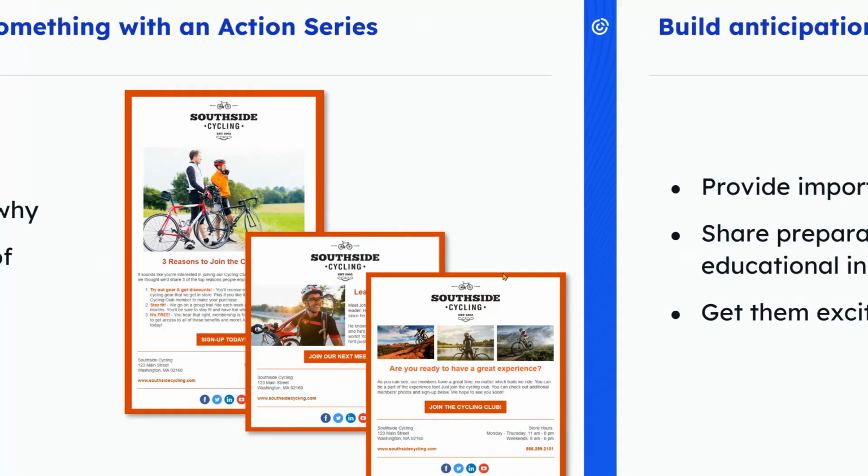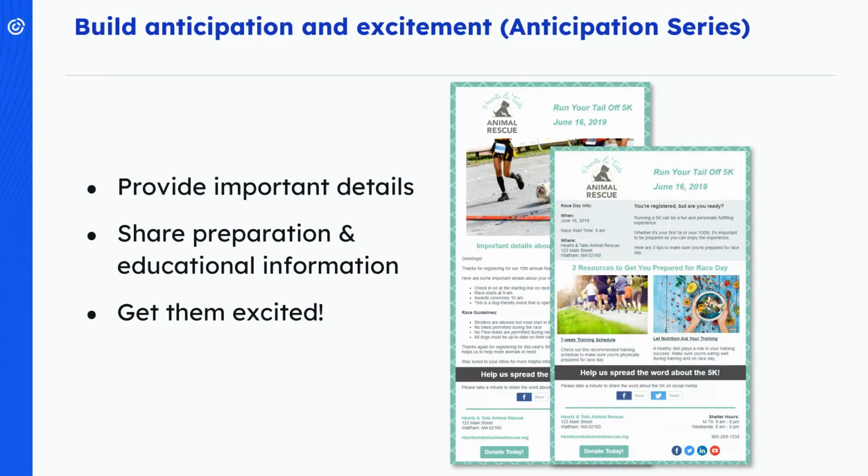Now, from here, if you run any events or if you have any recurring community things, or let's say if you just have a big donation drive every year for your nonprofit, an anticipation series is most commonly set up around those types of events. These anticipation emails based on an event help people be more informed, help people feel more educated and prepared for their upcoming event.